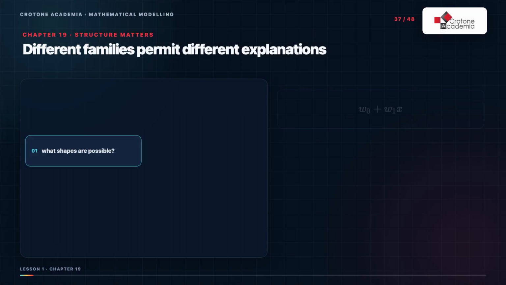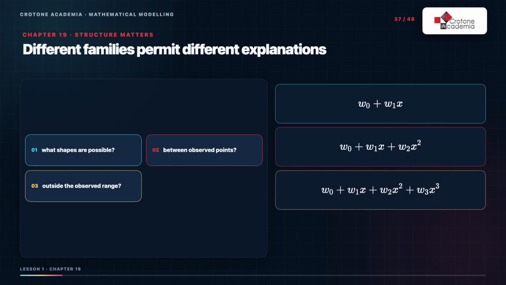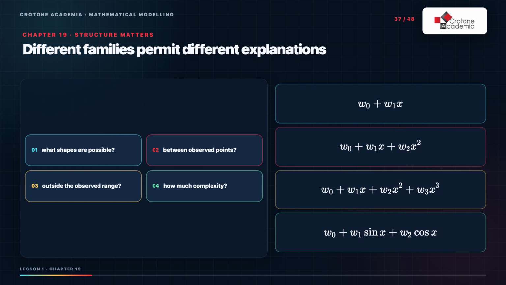The same observations can be considered under a linear, quadratic, cubic, periodic, or localized model family. Each family permits different shapes, different behavior between recorded points, and different extrapolation outside the observed range. A more complicated family is not automatically more appropriate. Model structure is a substantive assumption. Data help choose parameters inside that structure, but cannot remove the need to decide what kinds of relationships are reasonable for the problem.